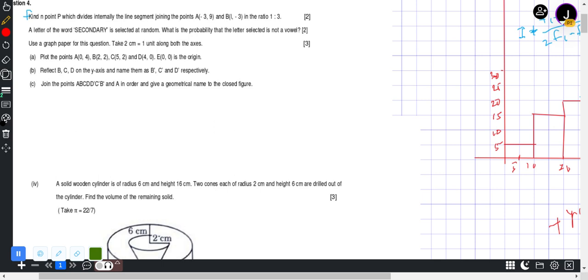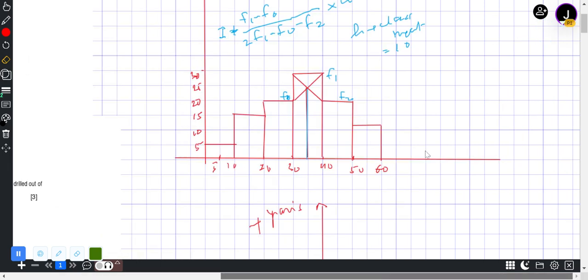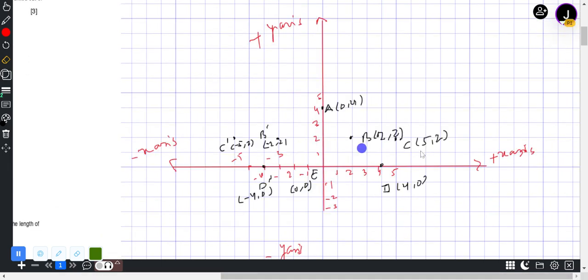So another 1 mark. Join the points A, B, C, D, D dash, C dash, B dash, and A dash. Okay. Join the points. Which points to join? A, B, C, D, D dash, C dash, B dash. So first A, B, C, D. Join the points A, B.